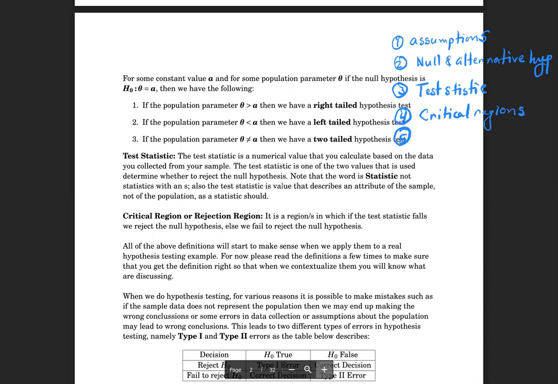And number five is you make conclusions based on your test statistic and critical region comparison. Now, this conclusion could be made in two different ways. One is through the critical region, let's call it CR. Another is through something called the p-value. I'm going to show you both of these techniques to make the conclusion. They always lead to the same conclusion, whether you go through the critical region or the p-value.